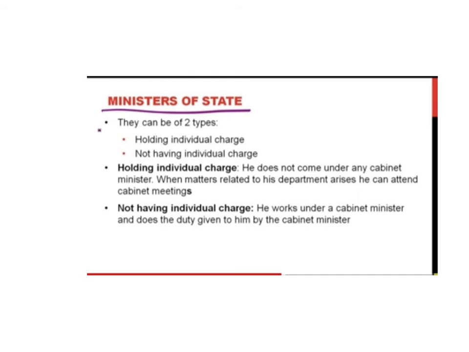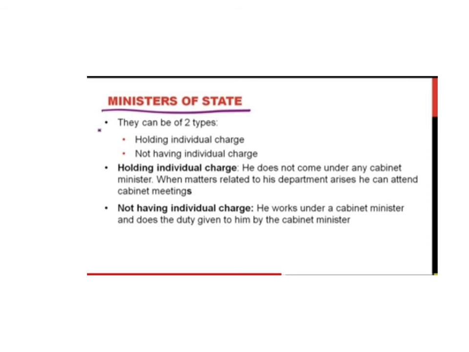These are the two types of ministers of the state. One, holding individual charge. Second, not having individual charge. Holding individual charge means that the minister doesn't come under the cabinet minister, but when matters related to that department arise, he or she has to attend the cabinet meeting.